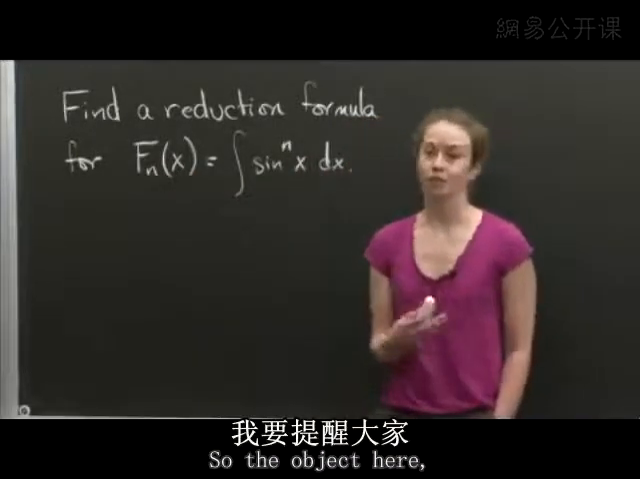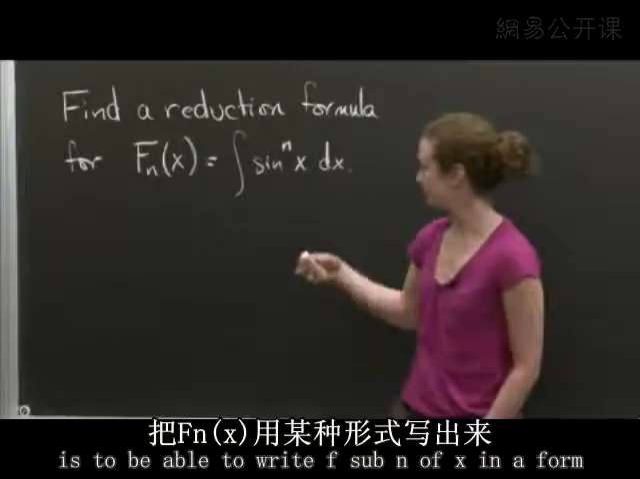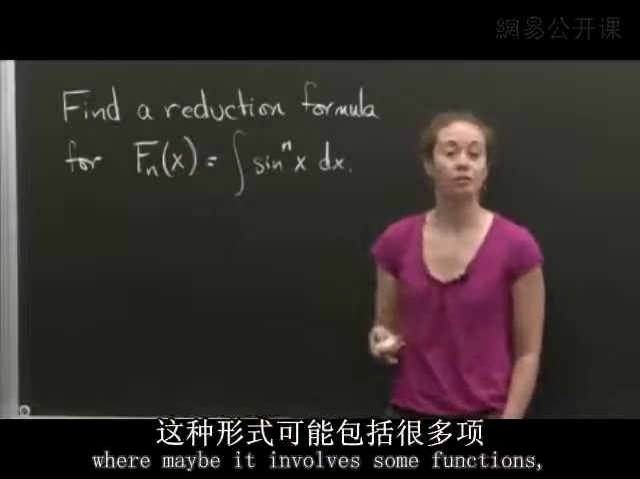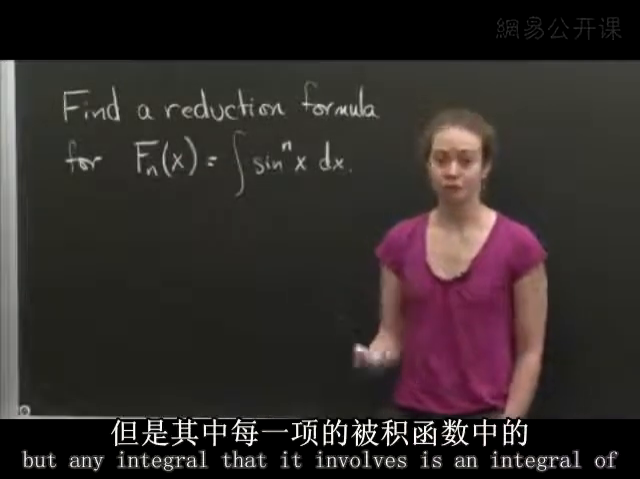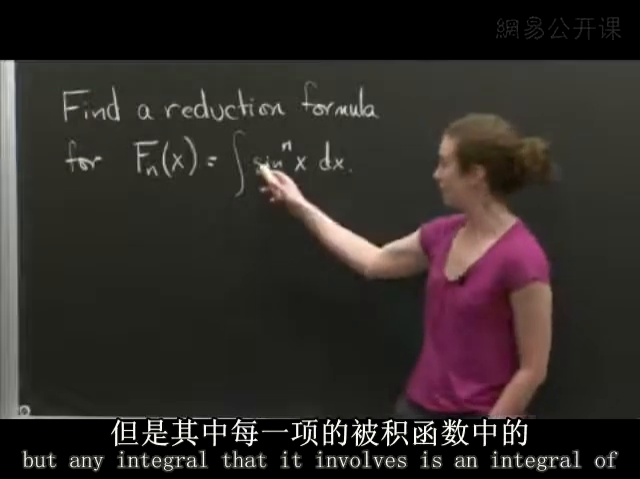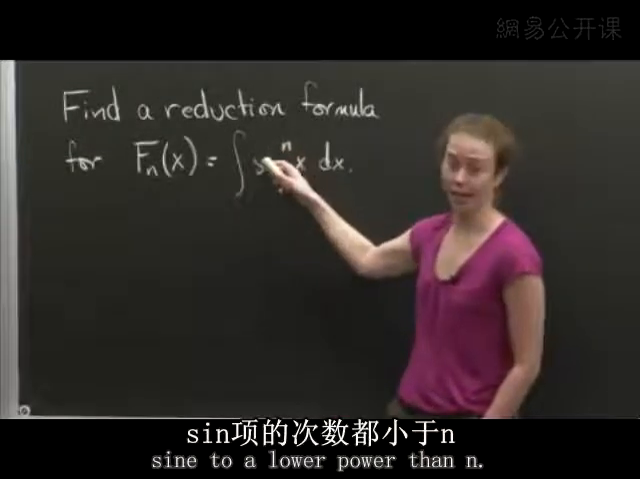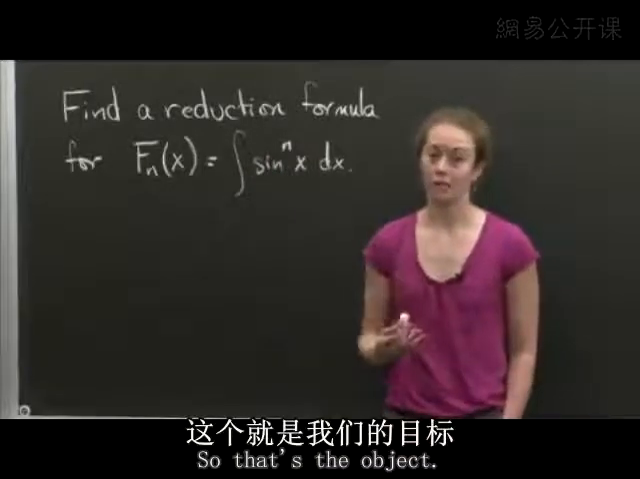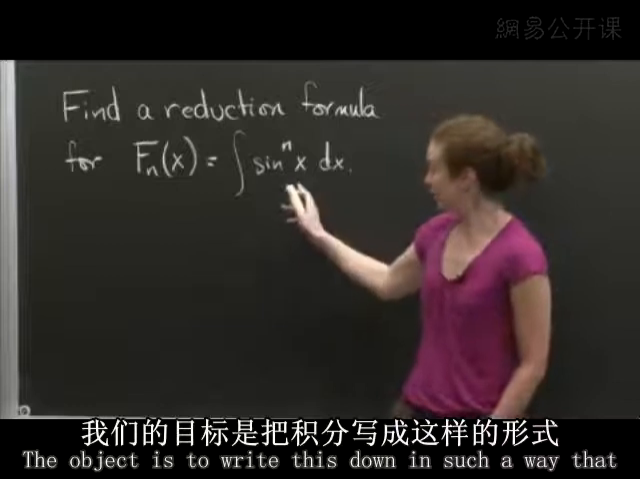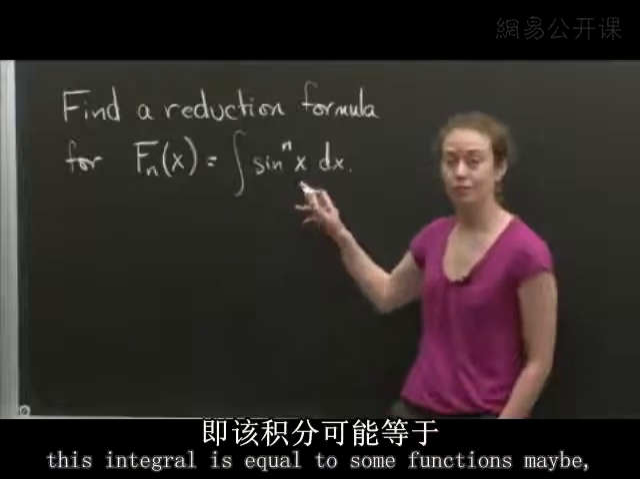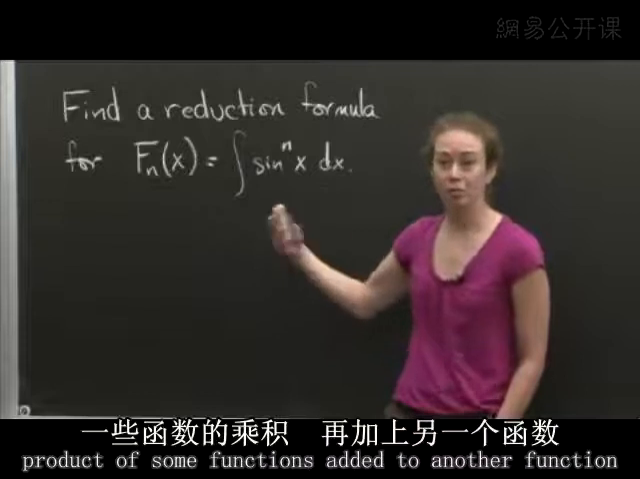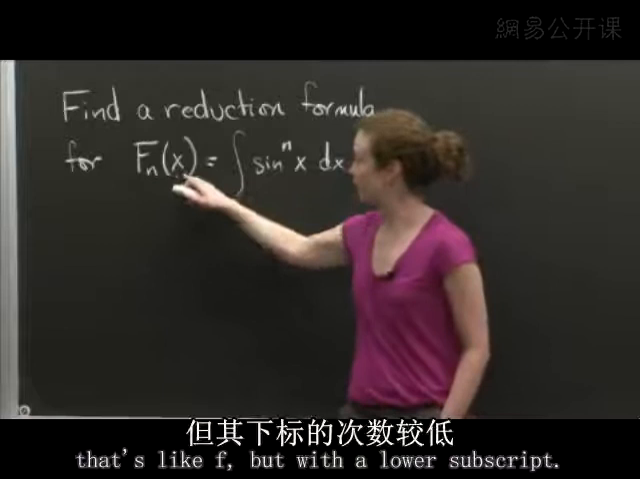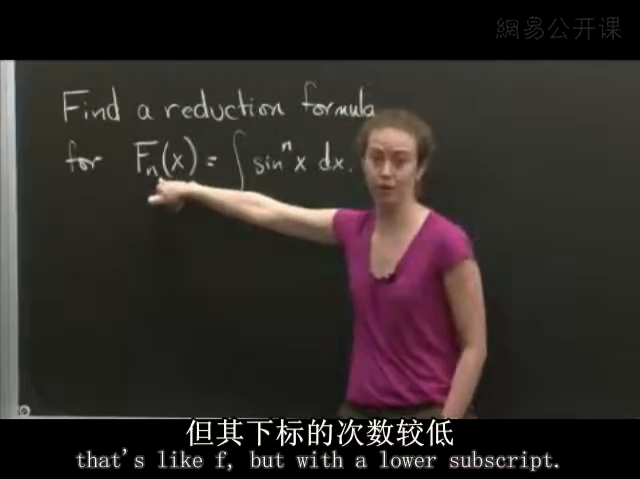So the object here, just to remind you of what we'd like to do, is to be able to write f sub n of x in a form where maybe it involves some functions, but any integral that it involves is an integral of sine to a lower power than n. So an integral of sine x to a lower power than n. So that's the object. The object is to write this down in such a way that this integral is equal to some functions, maybe a product of some functions added to another function that's like f, but with a lower subscript.